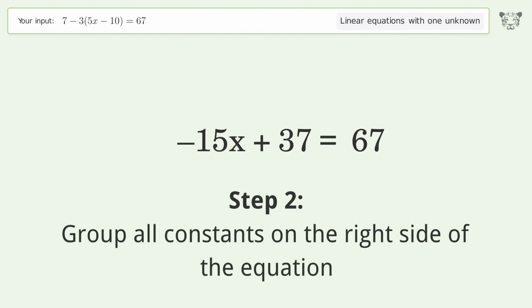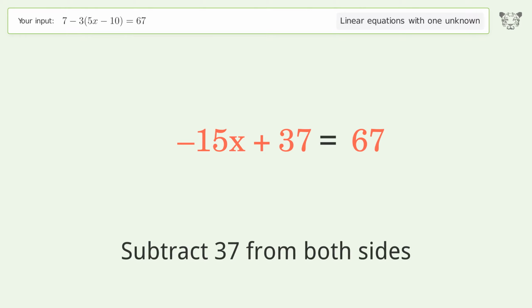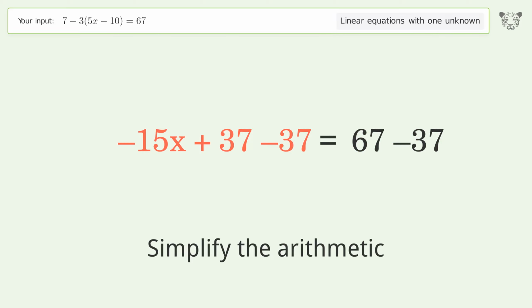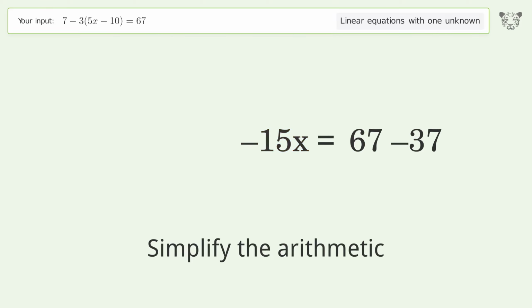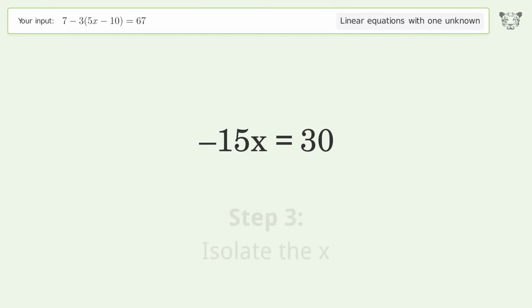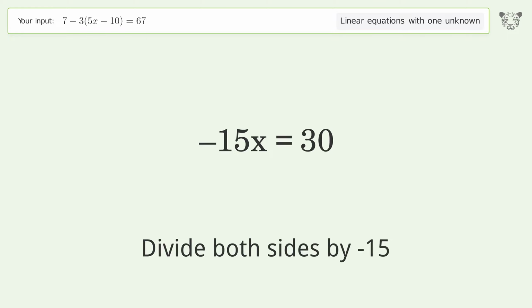Group all constants on the right side of the equation. Subtract 37 from both sides. Simplify the arithmetic. Isolate the x. Divide both sides by -15.